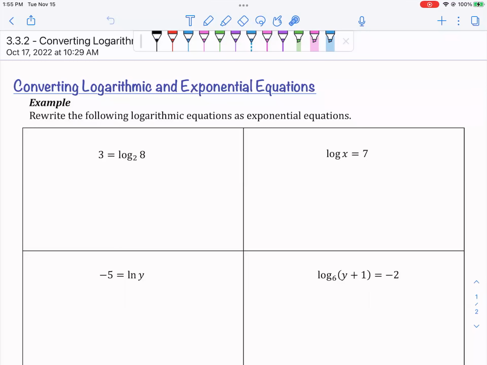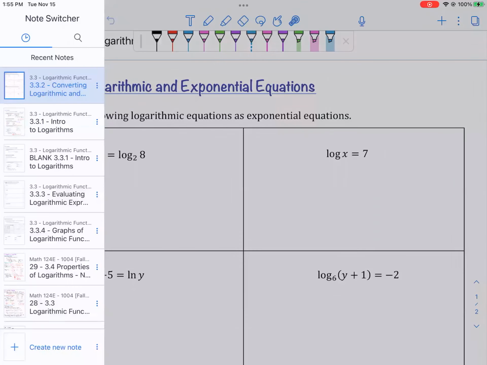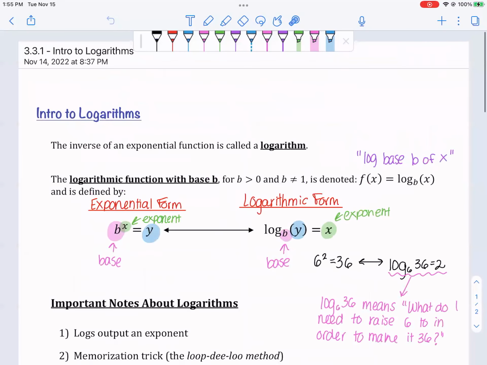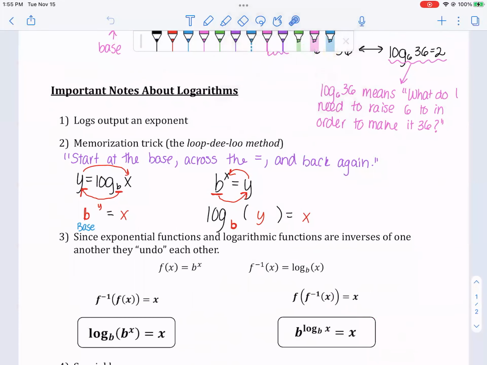Converting logarithmic and exponential equations. So in our previous video, we talked about the loop-de-loo method. The loop-de-loo method is how we can convert something from its logarithmic form into its exponential form, or from its exponential form into its logarithmic form. And the big idea is start at the base, across the equals, back again.